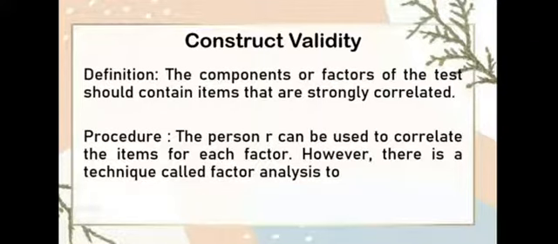Construct validity means the components or the factors of the test should contain items that are strongly correlated. The procedure is that the Pearson r can be used to correlate the items for each factor. However, there is a technique called factor analysis to determine which items are highly correlated to form a factor.